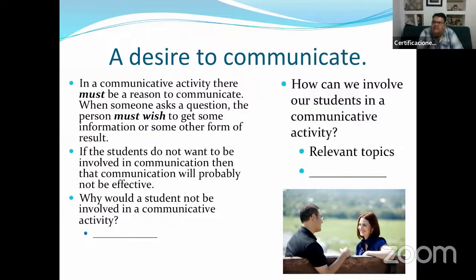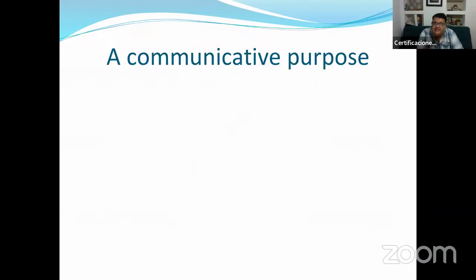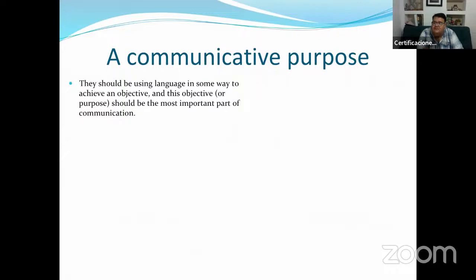Once they are motivated, they need to have a purpose. Silent, can you read this? They should be using language in some way to achieve an objective, and this objective or purpose should be the most important part of communication.